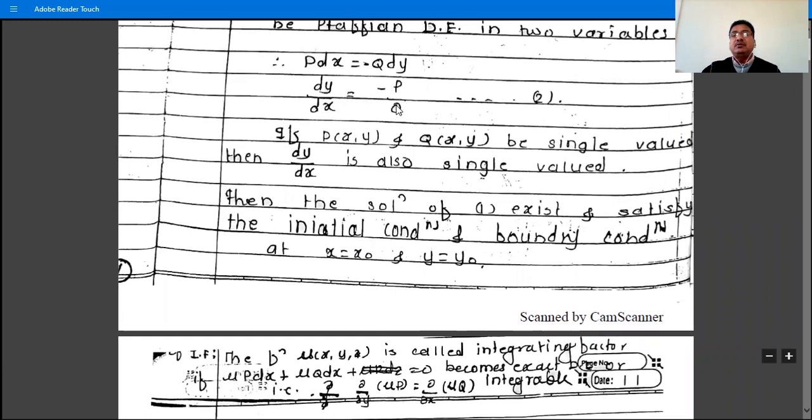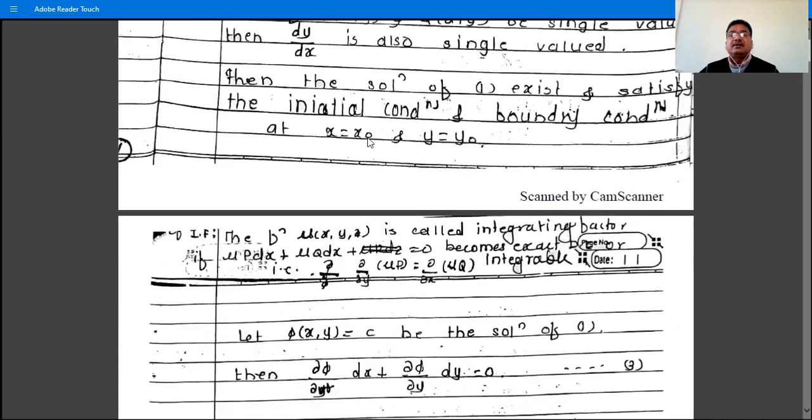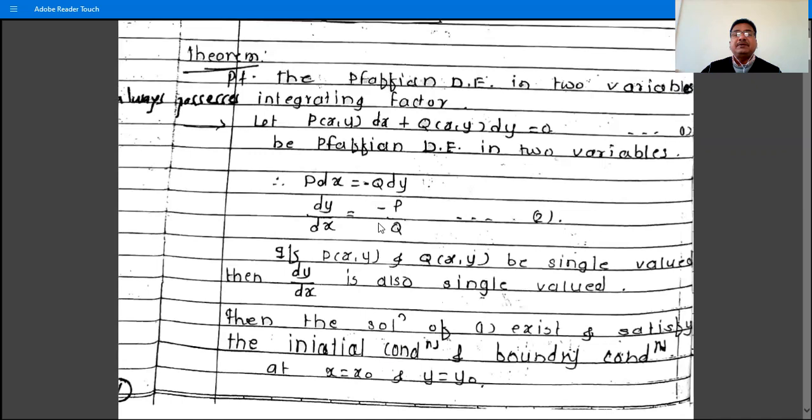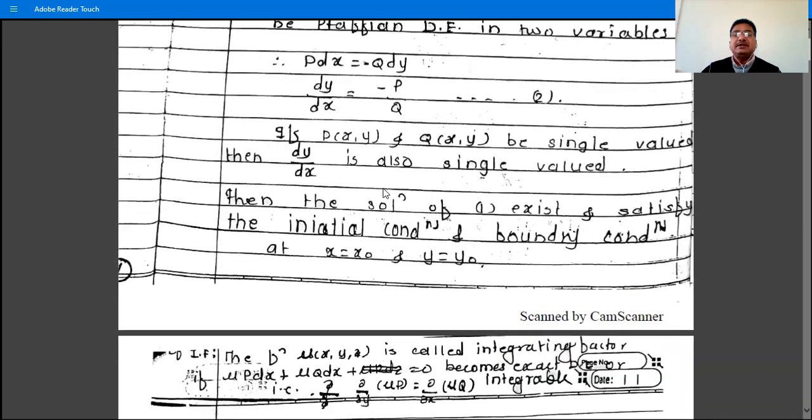That is, suppose P is a function of x only, or Q is a function of y only, single valued functions, then we can separate the variables and, integrating, we have the solution. Then the solution exists very easily. When the functions P and Q are single valued, we have the solution of this equation, equation number 1, and it satisfies the initial and boundary conditions. So the given differential equation is integrable.